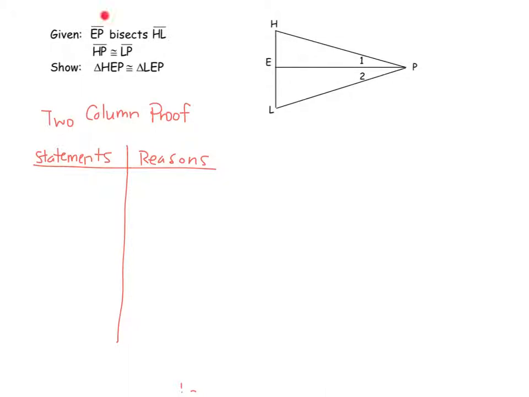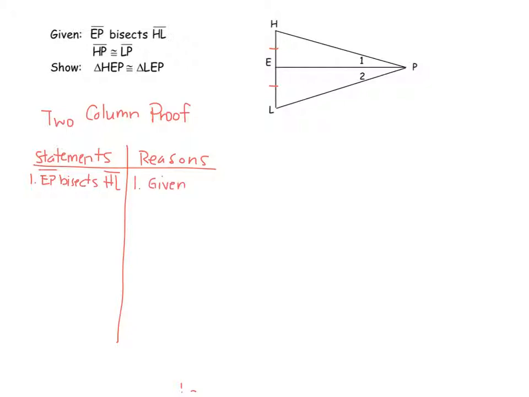My first given is EP bisects HL. So that means HL right here is being cut in half by EP. So I'm going to mark that on my diagram that HL has been cut in half. So the first statement that I'm going to write here is my given, EP bisects HL. And for the reason to go with that, I'm going to write given.